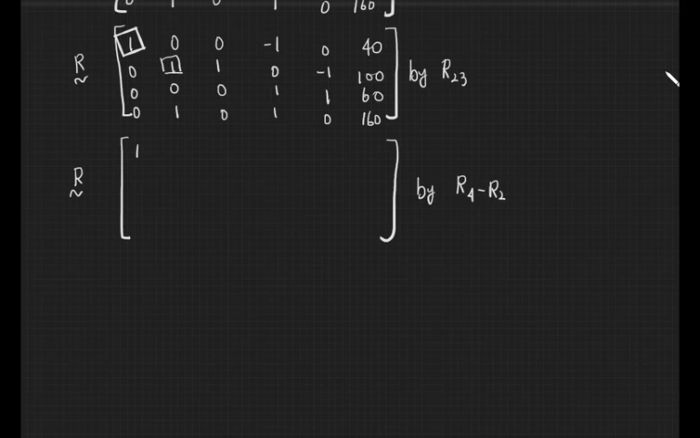R1 will remain same, so I'll write 1 0 0 minus 1 0 40. R2 will remain same, so that would be 0 1 1 0 minus 1 100. R3 will remain same, and we'll perform the operation in R4, which is R4 minus R2. 0 minus 0 becomes 0, 1 minus 1 is 0, 0 minus 1 is minus 1, 1 minus 0 is 1, 0 minus minus 1 is plus 1, 160 minus 100 is 60.